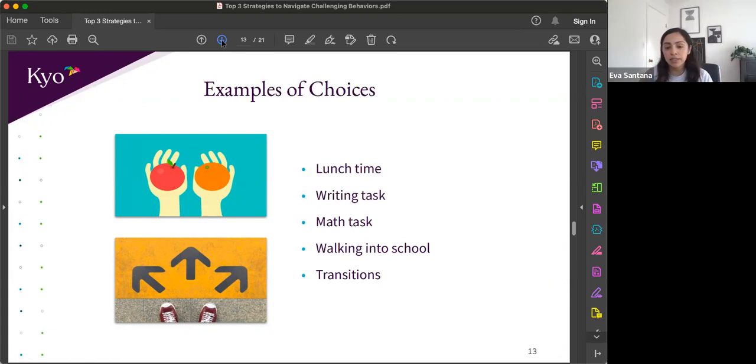Or even math tasks. Do you want to do 2 problems or do you want to do 5 problems? And that way, again, they have the say in that choice, but they still have to complete the work.